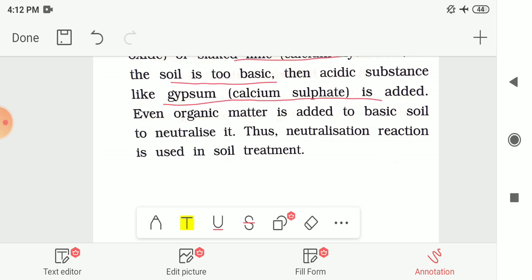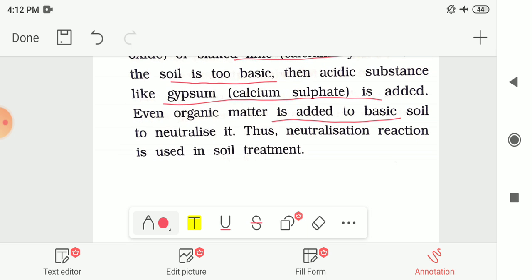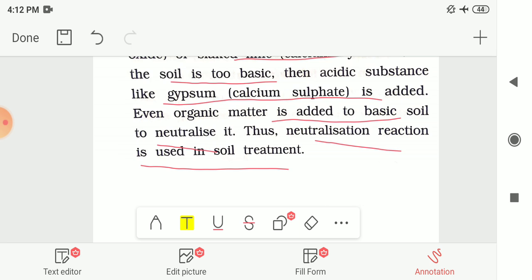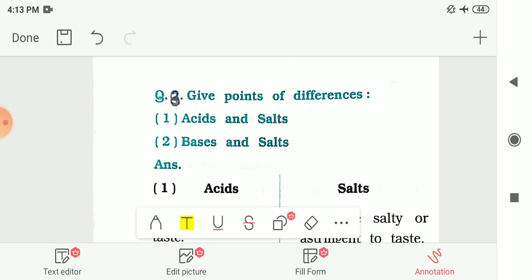And even organic matter we can also add. So organic matter is added to basic soil to neutralize this. And thus this neutralization reaction is used in the soil treatment. So this is how we are using this neutralization reaction in our day-to-day life. So here our question number 7, that is answer the following questions in short, gets over. Next is question number 8.